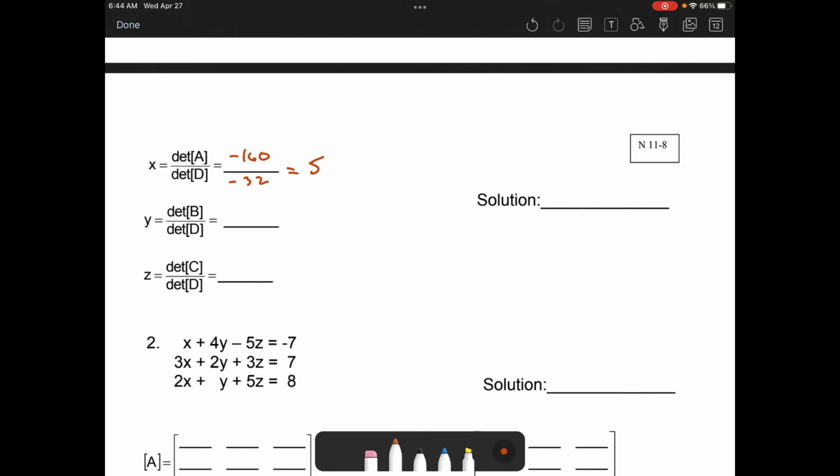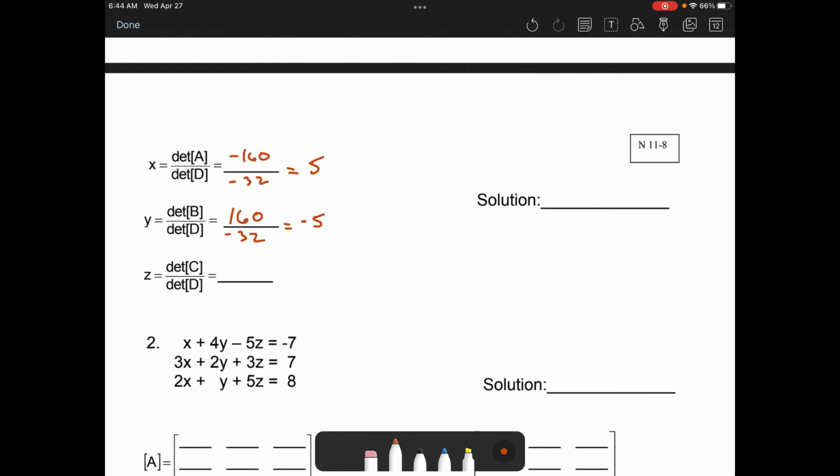Then to calculate the solution for y, you take the determinant of matrix B and divide that by the determinant of matrix D. The determinant of matrix B is +160, and the determinant of matrix D from the previous one is negative 32. Divide those, and you get negative 5. Y is equal to negative 5.